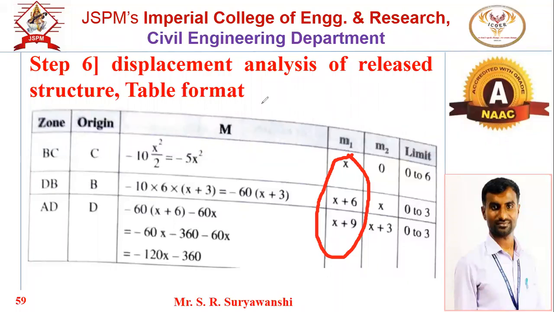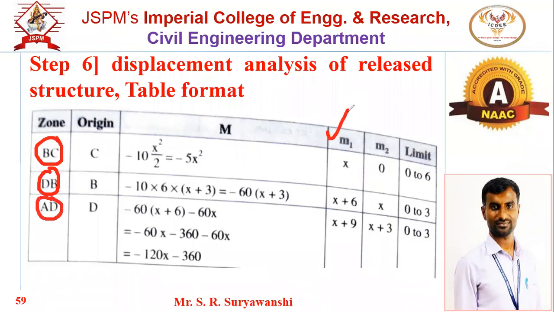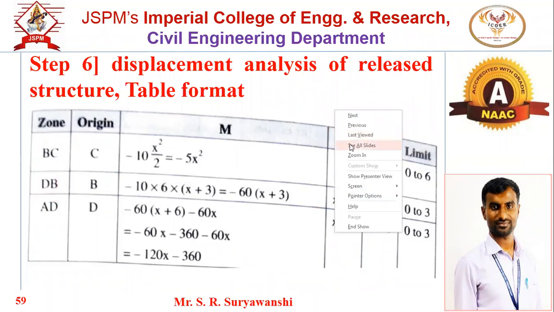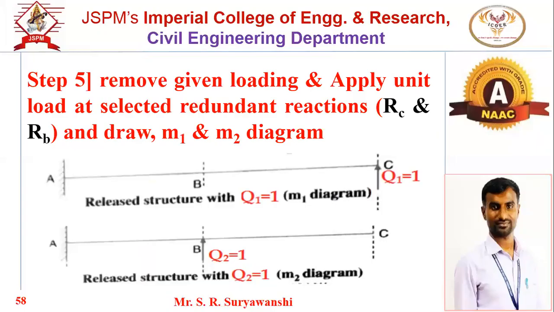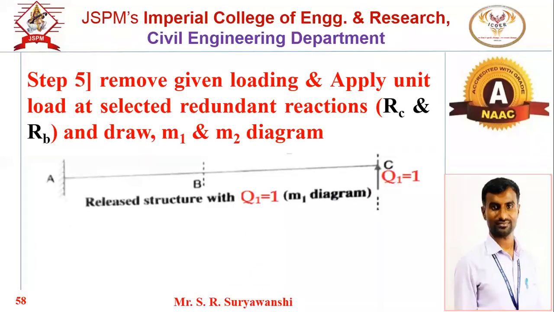M1. M1 diagram. Yes. So go back to the M1 and remember here, pay attention, how many zones are there now? There is the BC zone, the DB zone and the AD zone. So for each and every zone, we want M1. And the origin points are C, B, and D. So again, go back to the M1 diagram. This is our M1 diagram. In between, this is the point T. This is 3 meter, this is 3 meter, and this is 6 meter.